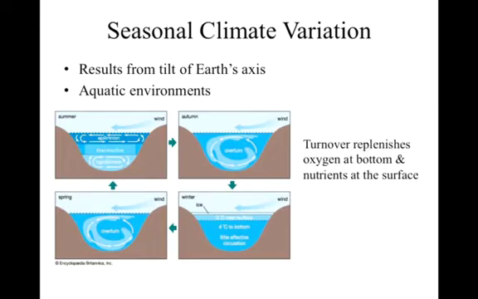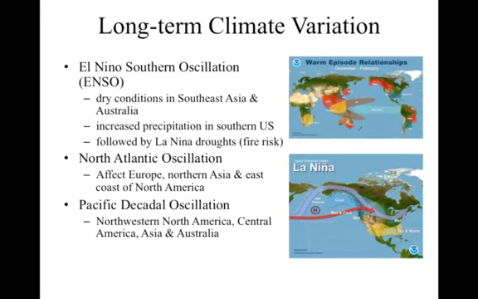The other thing that happens is that the turnover brings oxygen back down to the bottom of the lake. Oxygen can only get in from the atmosphere, and so it tends to be more concentrated in the surface waters, and during this process of turnover, the oxygen gets dragged down with that surface water into the bottom of the lake. All right.